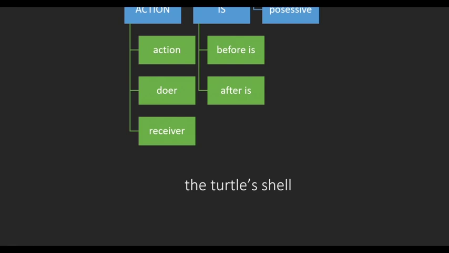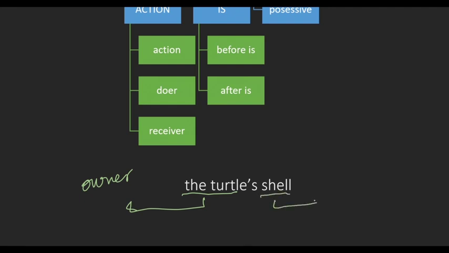So every possessive fragment will be made up of an owner, the one who owns the thing. And so then, the turtle in this case? Yep, the turtle in this case would be the owner. And then the second part of a possessive fragment is what we call the item. The item is the thing that's owned by the owner, the thing that the owner has. So the item here would be the shell.